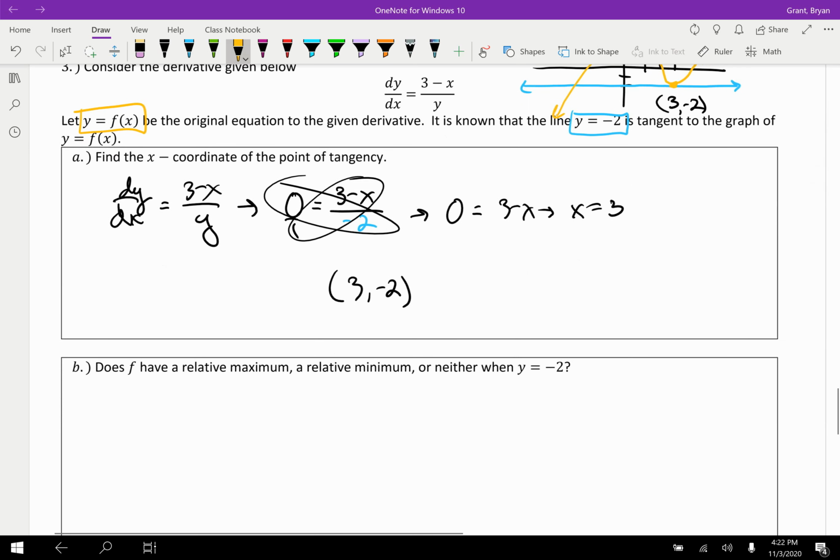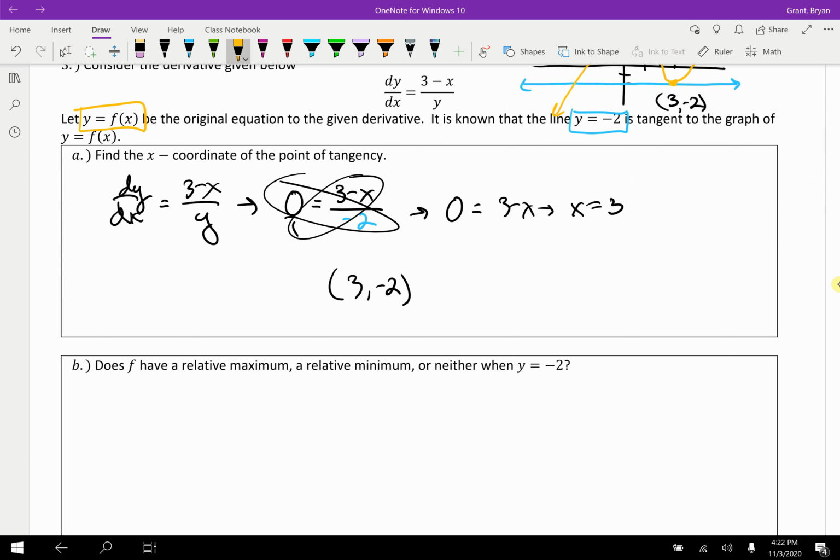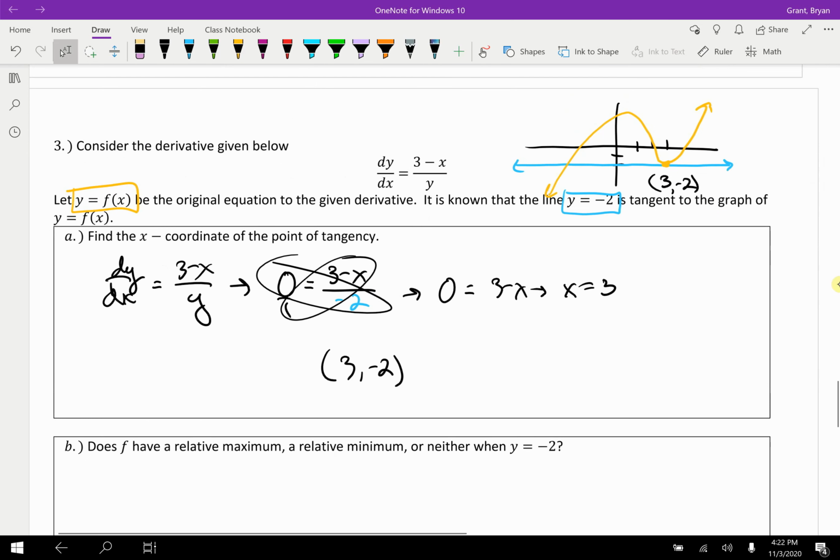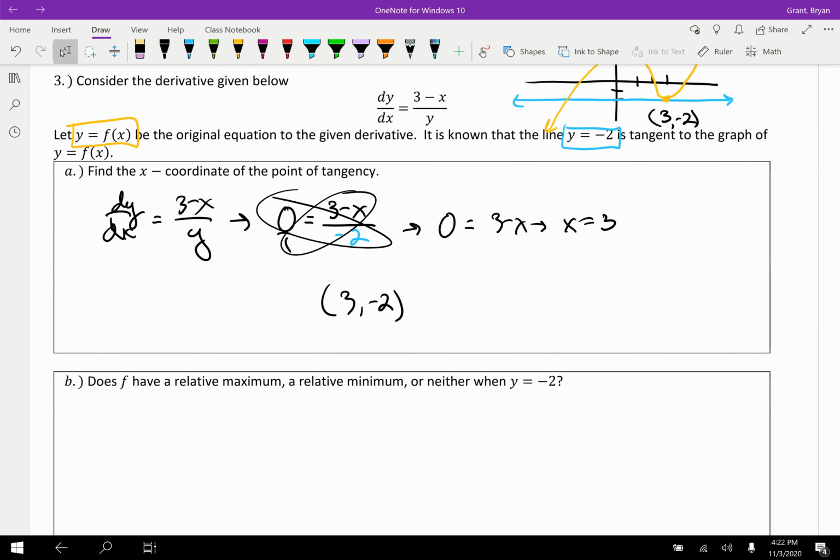Well, don't use my picture as a guide. I mean, what if I drew my picture like that? Then it's a relative max versus a min. I don't know, I'm just making up the picture. We don't have any other points on here, though. We don't know what's happening on either side. So I think we'll probably use the second derivative at this point as well.